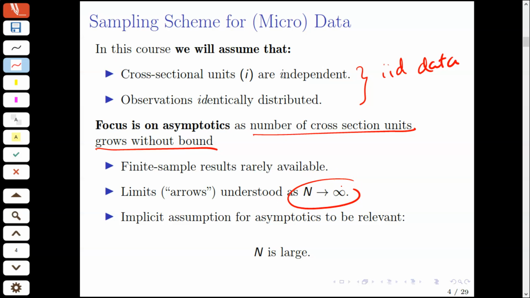Now, our interest is not in the asymptotics per se, but rather we'll use asymptotics as a vehicle for constructing good approximations. Implicit in our focus on asymptotics is an assumption that the number of cross-sectional units, n, is large, as otherwise the asymptotics wouldn't really be relevant for the data at hand. So whenever we talk about asymptotics, they only really matter if you have a lot of cross-sectional units.